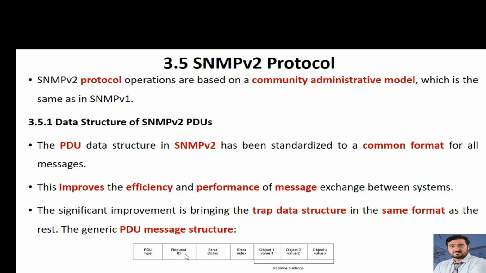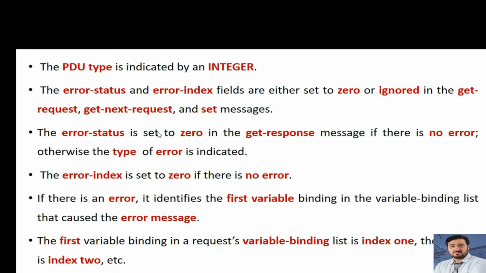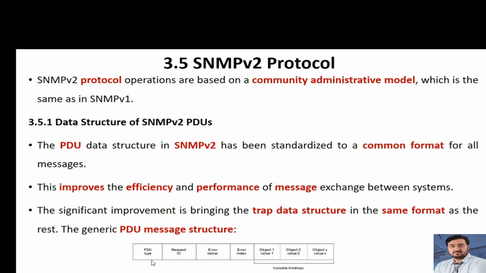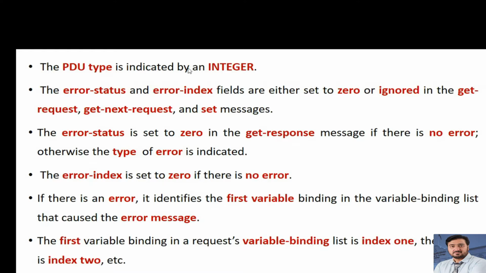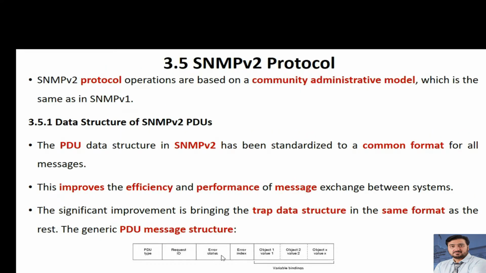So this is the PDU type, request ID, error status, error index, object value 1. These are the variable bindings: object value 1, object value 2, and so on. They have added these in the SNMP version 2 PDU data structure. The PDU type is indicated by an integer. You can see here this is the PDU type, and this is the error status in this PDU.